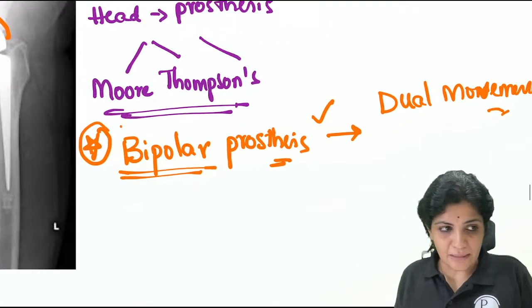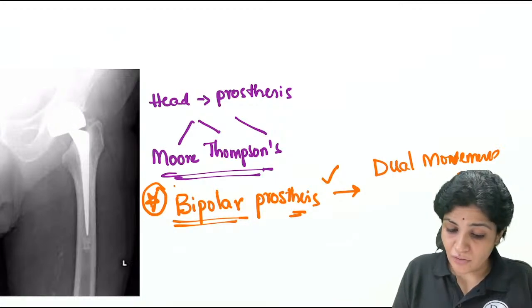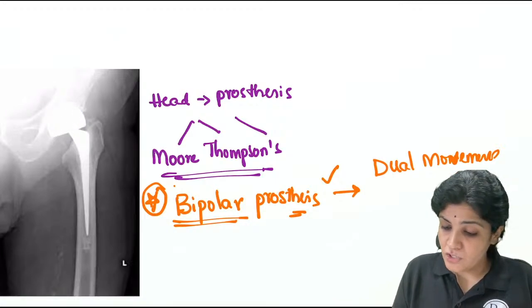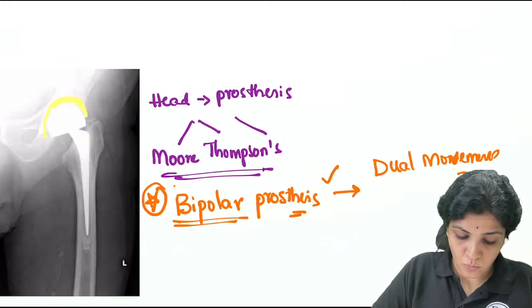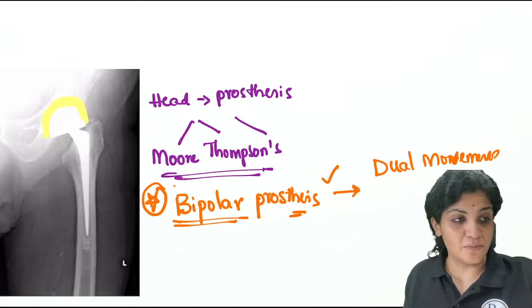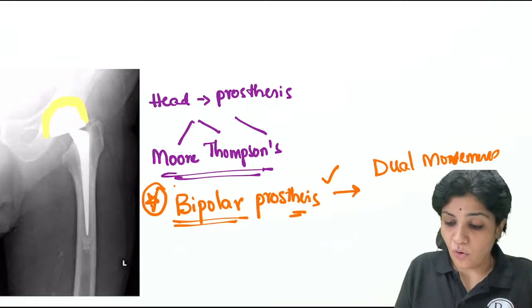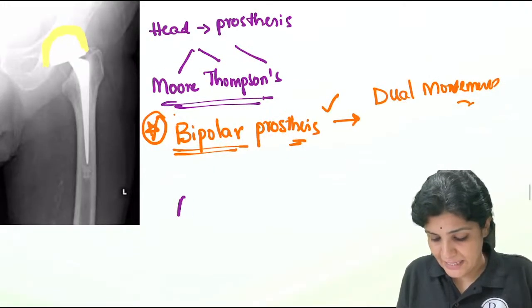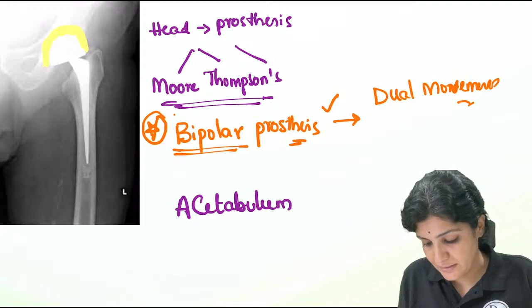And now similarly, if you see, this acetabulum is also replaced. So for example, if the acetabulum is also replaced like this, then what is that called? Here only the head has been replaced. But even if the acetabulum is replaced, then you call this total hip replacement.